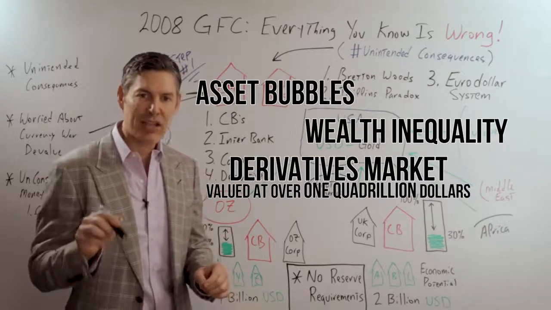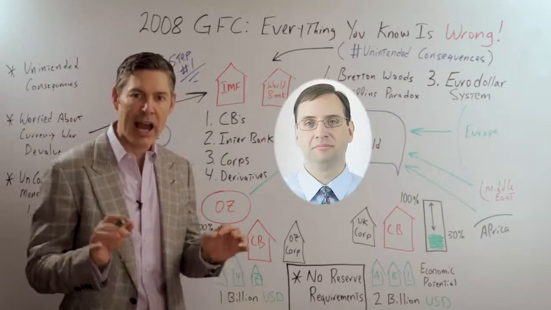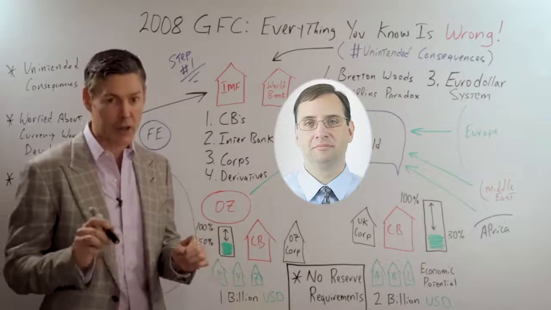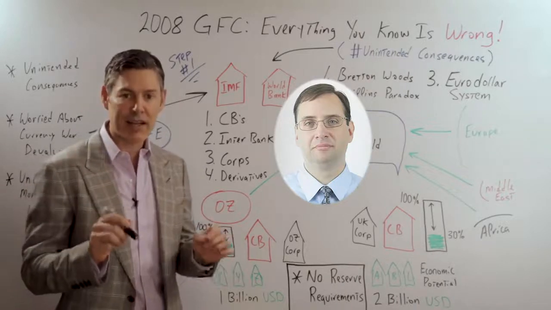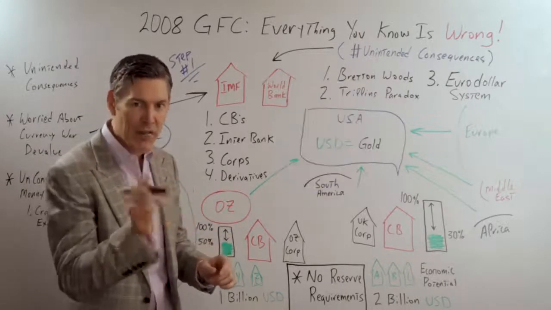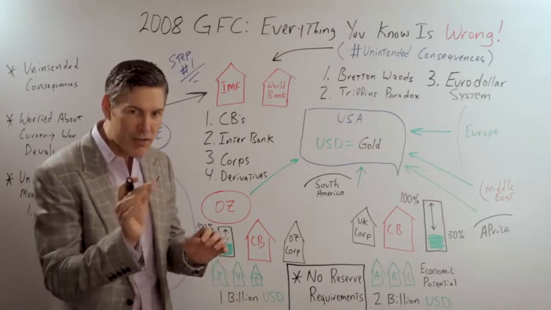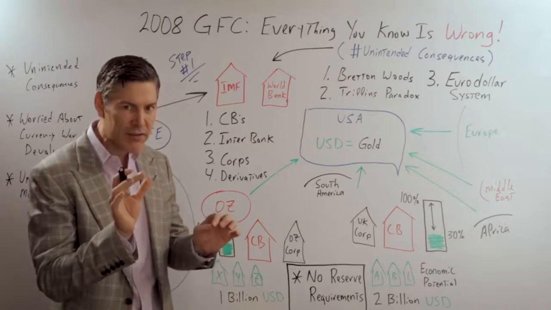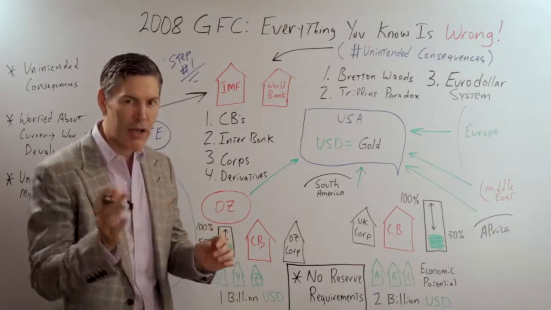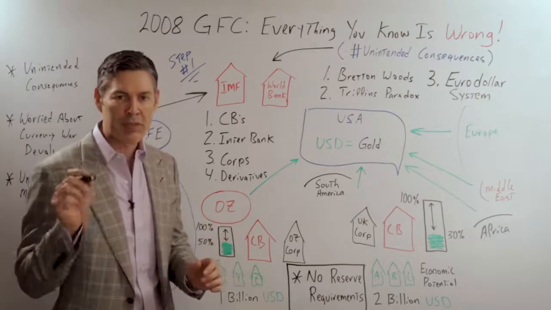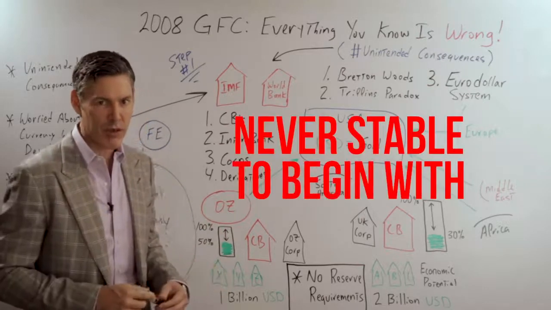It's just like Jeff Snider says, in the sense that our economy, the global economy, is just like a top. When it's spinning very, very quickly, it looks incredibly stable. But as soon as it starts to spin a little slower, it tumbles over. It was never stable to begin with.